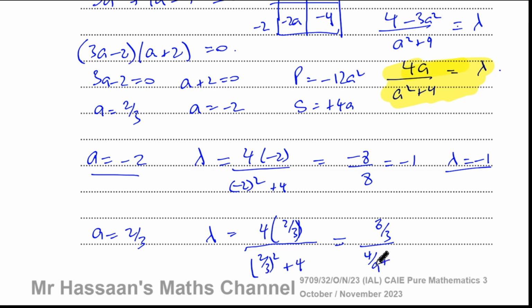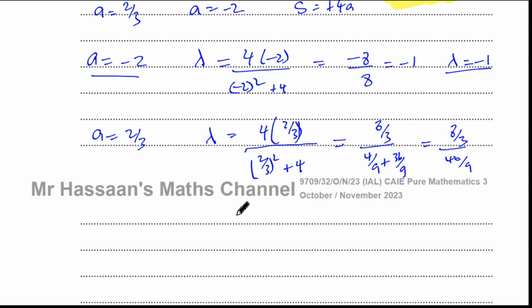So 4 over 1 is like 36 over 9. So I've just expressed the 4 as 36 over 9. Why? Because I want to add these together. So I have 8 over 3 divided by 40 over 9. Okay, so we know how to simplify that. If you divide, you have to change the second fraction, the one after the division sign, to its reciprocal, so it's times 9 over 40. So we have 4 and 8 and 40, 8 goes into 40 5 times, and 3 and 9, 3 goes into 9 3 times, you're left with 3/5.